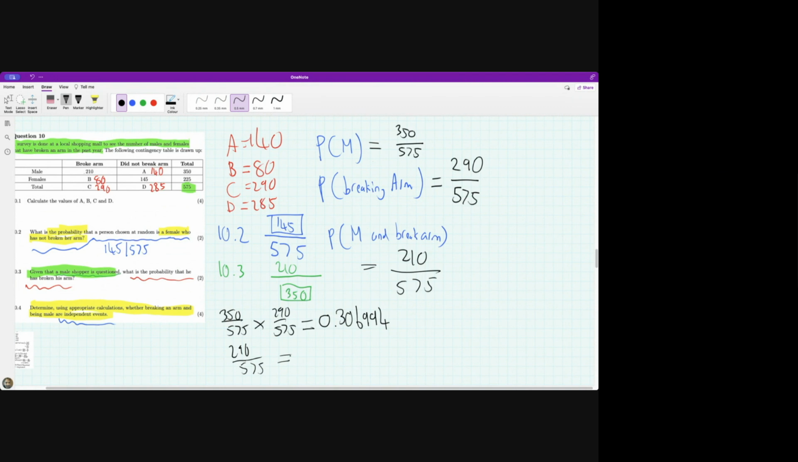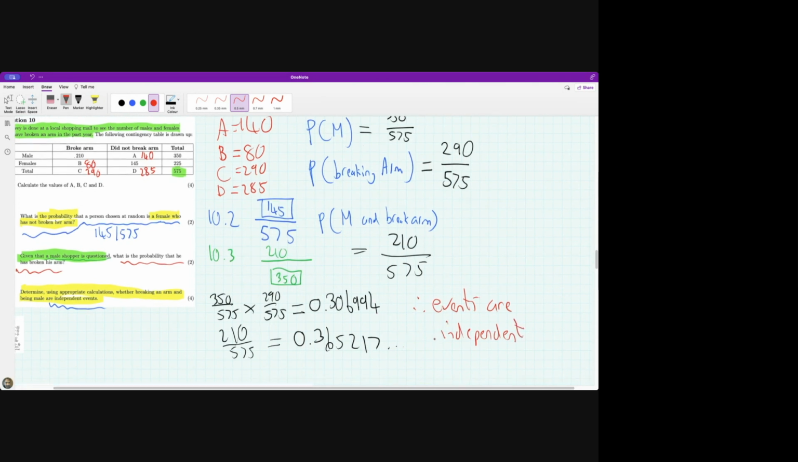290. Sorry, I lied. 210. I need 210. I had an old person moment. 210 over 575. And I get 0.365217. All right. So again, it is possible that they can be the same sometimes, but in this situation, therefore, events are independent because these two are not equal.